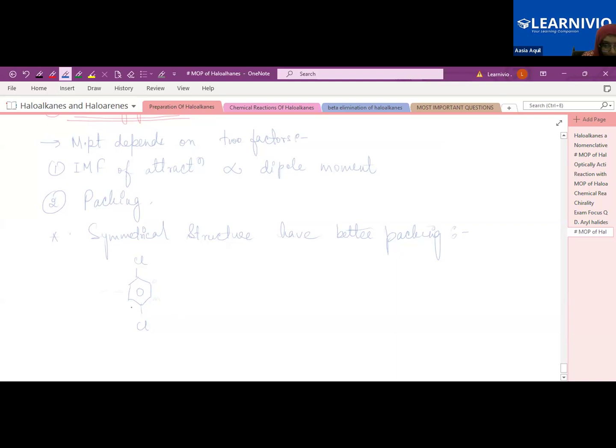So what happens here? The net dipole moment is zero due to the symmetrical structure. If the net dipole moment is zero, it means this molecule is non-polar. Now, in the case when the chlorine is attached to either the ortho or meta position, it may be attached to the meta position, and in the second case it may be attached to this ortho position, right?